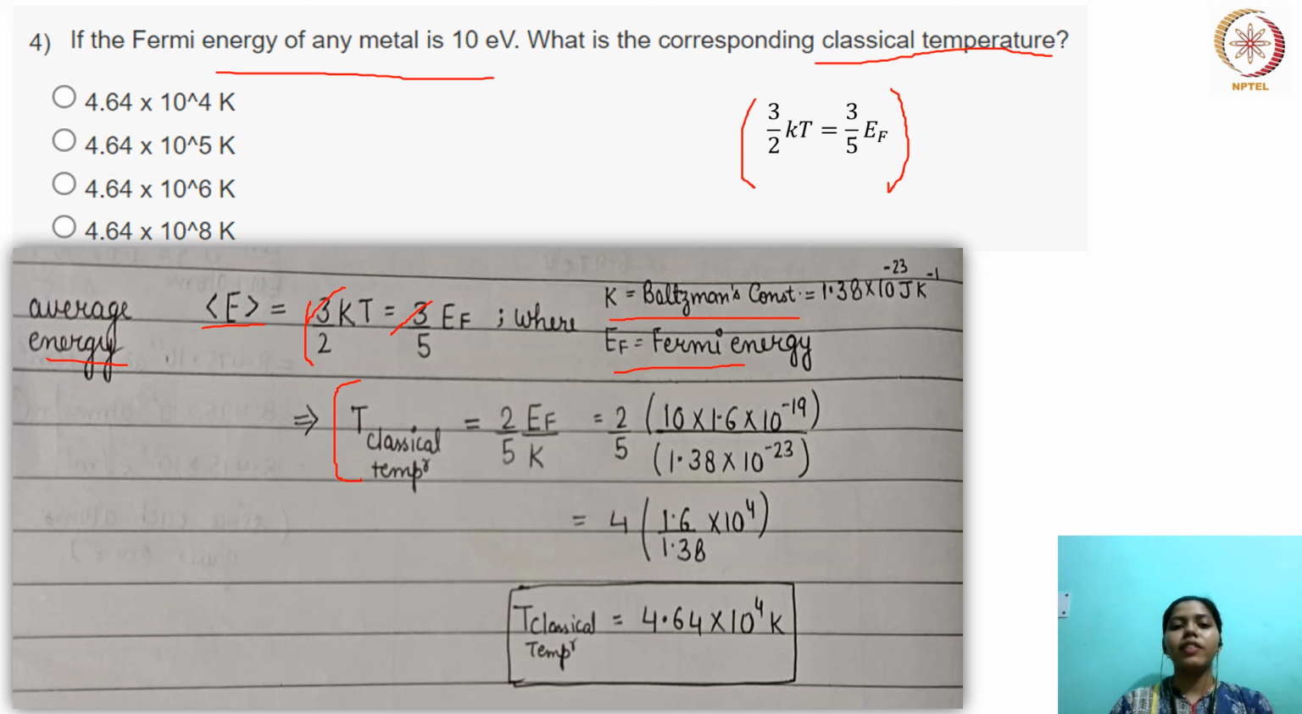Now putting all the values here, since the energy is given in electron volt and we want it in joule, we multiply it by 1.6 into 10 raised to power minus 19. We put all the values, and after calculating we get the classical temperature T value as 4.64 into 10 raised to power 4 Kelvin. So out of these four options, option number 1 is the correct answer, 4.64 into 10 raised to power 4 Kelvin.